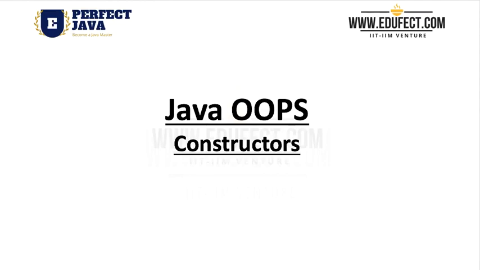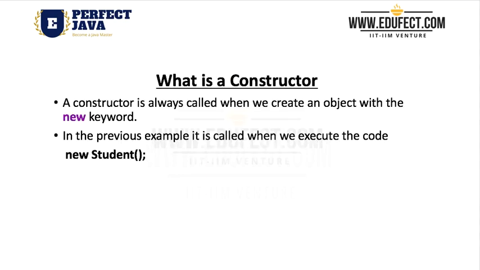We will now learn about an important concept in OOPS, constructors. So what is a constructor? A constructor is always called when we create an object with the new keyword. So we had learned that we will create objects using the new keyword. So in the previous example, it is called when we execute the code new student.